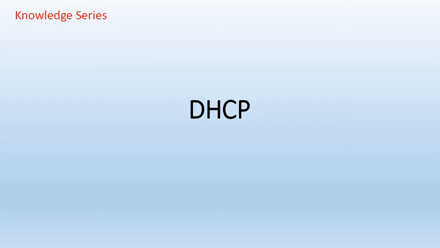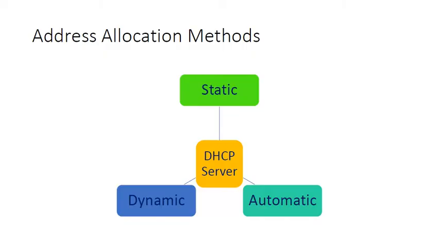Here I am going to discuss DHCP. DHCP stands for Dynamic Host Configuration Protocol. Before we proceed, let's understand the DHCP address allocation methods. As you see, the DHCP address allocation method is basically to provide IP configurations. For this, DHCP uses three mechanisms: static allocation, dynamic allocation, and automatic allocation.